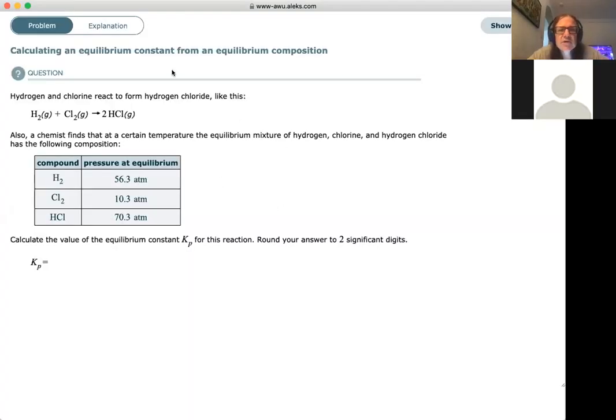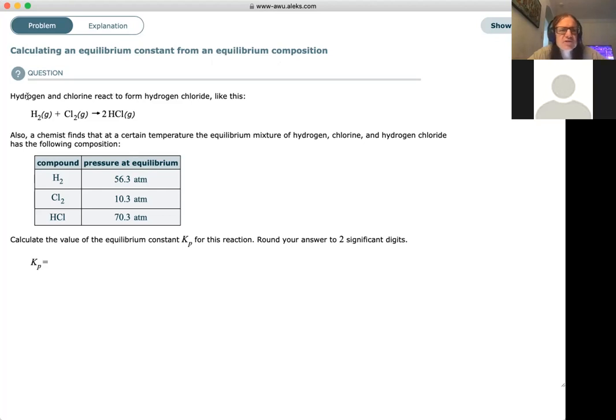This is called calculating an equilibrium constant from an equilibrium composition. The point of this calculation is they're going to tell us what the equilibrium concentrations or pressures are. This is going to be different than the other problems that we're going to do, but in this one, they're telling us what these pressures are at equilibrium. So when you read these problems, make sure you first see, is it at equilibrium? And here it's saying that it is.